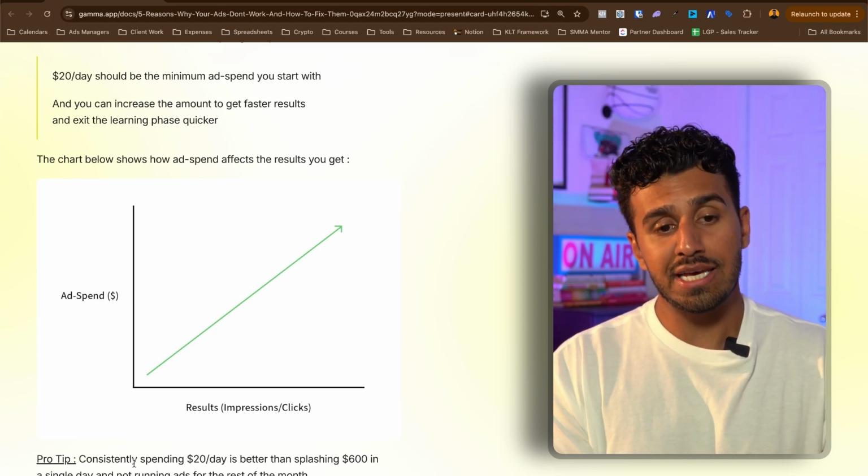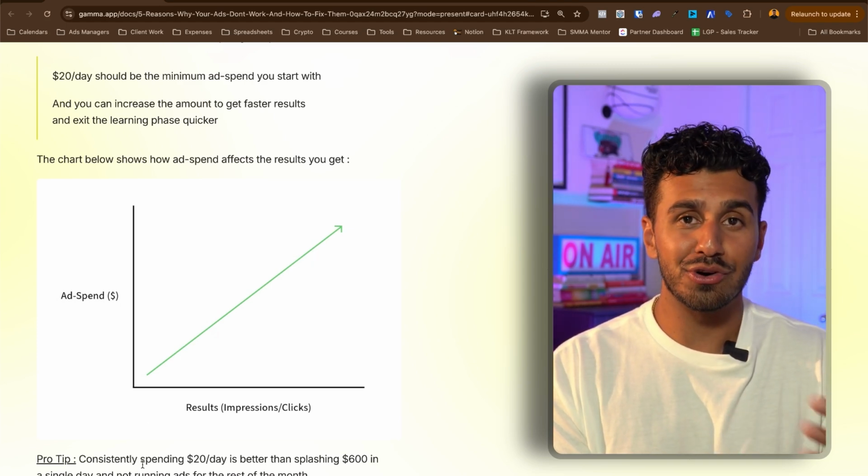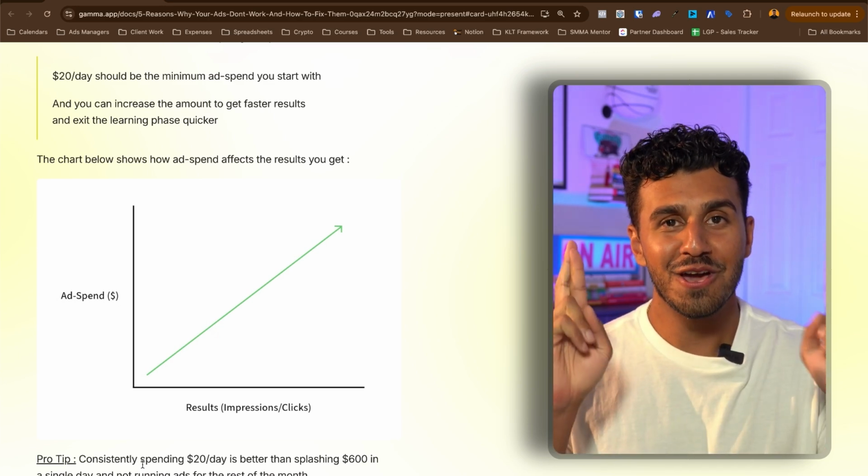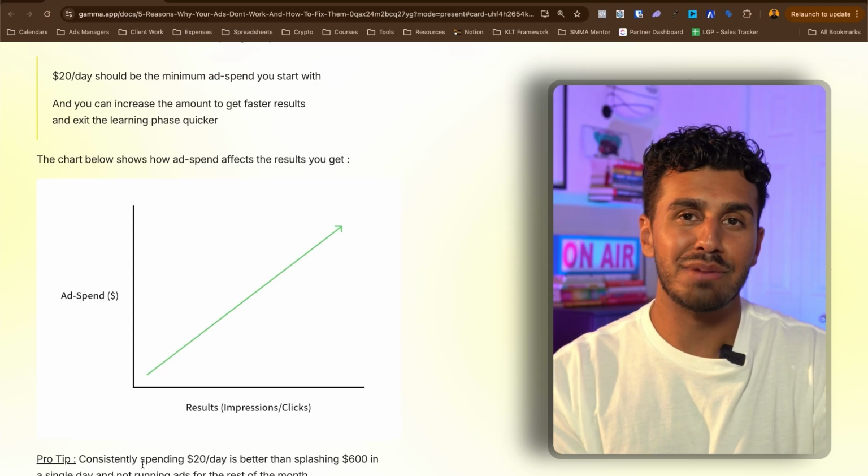Now, as a general tip here, it's going to be better to spend $20 per day consistently versus just splashing in $600 one time and hoping for the best, right? So that's tip number 1. On to tip number 2.